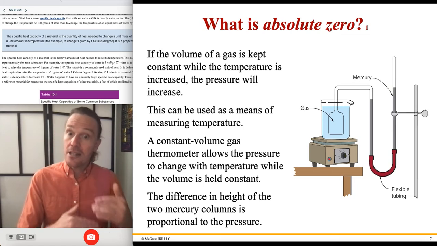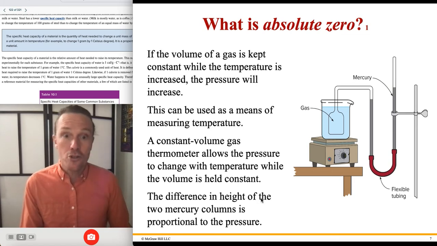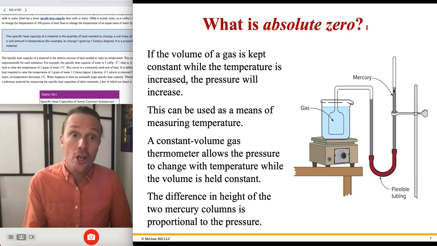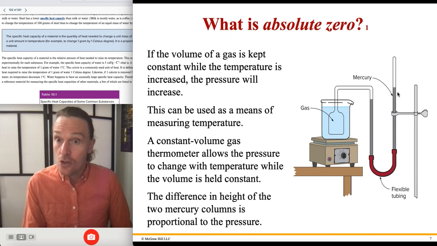The difference in height of the two mercury columns is proportional to the measurement of the pressure. So you're looking at that difference there. That difference creates pressure using hydrostatic pressure, which would be rho g h. So the density of mercury is the rho term.